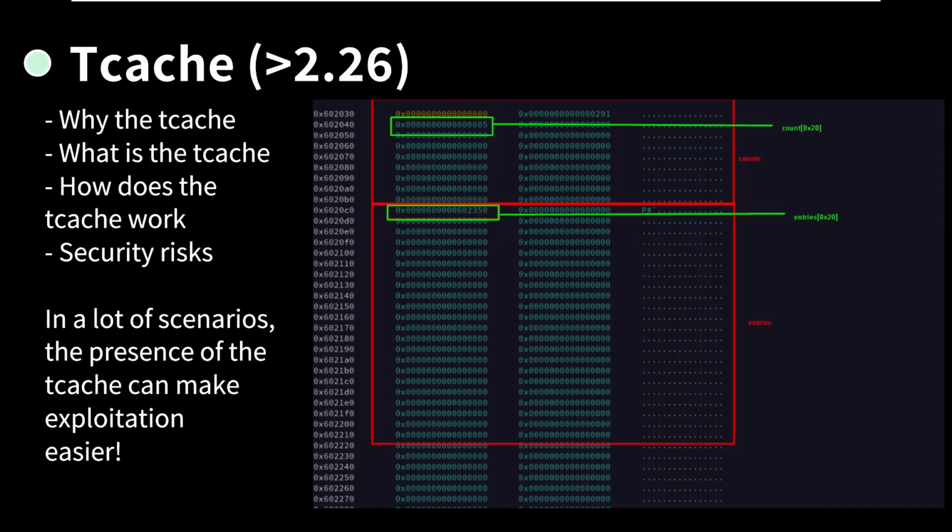The T-cache. Okay, so the T-cache was introduced in 2.26, and the T-cache should be, honestly, the first thing we should learn about because it makes exploitation very easy in circumstances where it can be exploited.